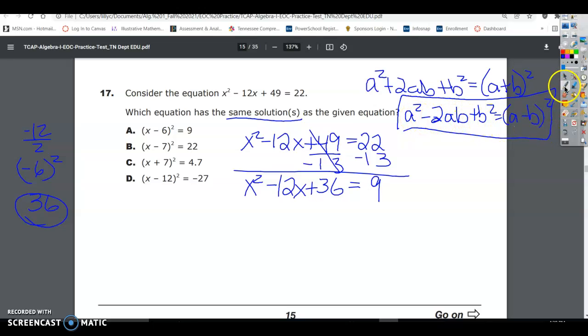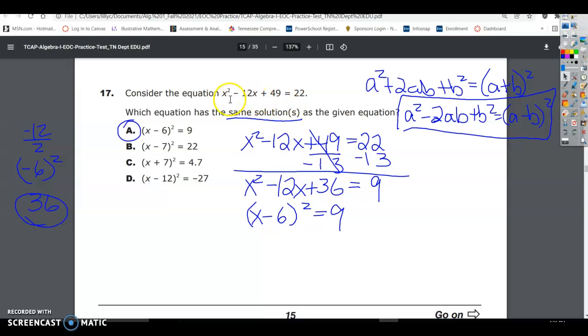Now we can rewrite it like a minus b squared. So my a in this case is x, and b squared is 36, so b has to be 6, equals 9. So that's the fastest and easiest way to get the answer. You can see the answer is A there. If you are not familiar with these factoring expressions, I hope you become familiar with them. But for the EOC, you can find the answer in a different way.